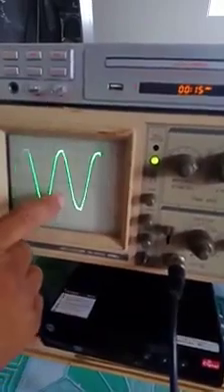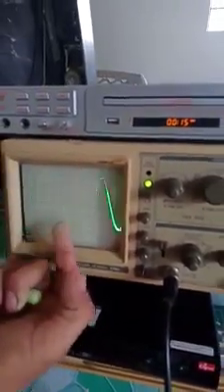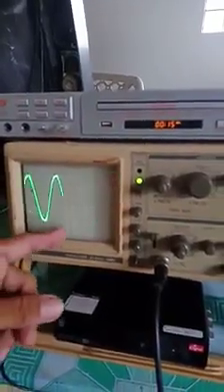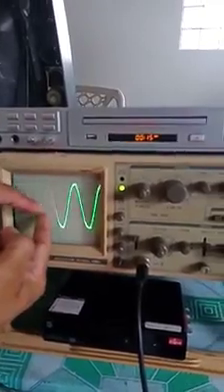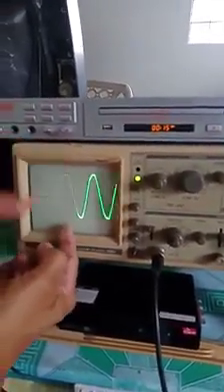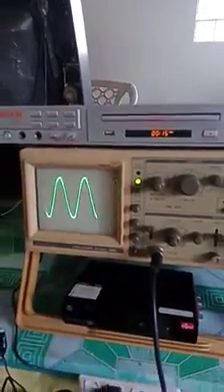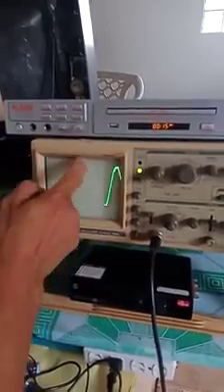1, 2, 3, 4, 5, 6, 7, 8. There are 8 divisions on its vertical axis. That measures the amplitude, the height of the amplitude. When you are measuring the height of the amplitude, you are measuring the voltages. And that is when you read the divisions on its vertical axis.